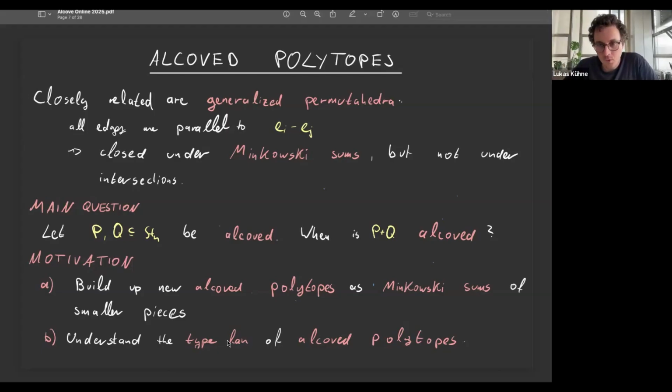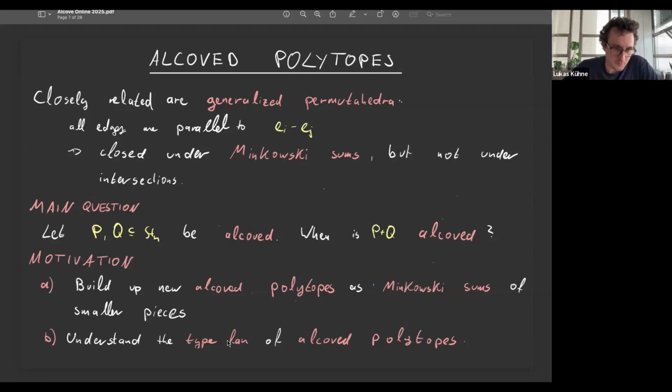Two motivations. One: if we understand when we can take Minkowski sums of alcoved polytopes, we could hope to build up new alcoved polytopes from these atomic pieces by just combining them, and we get larger and larger alcoved polytopes, which might be interesting.